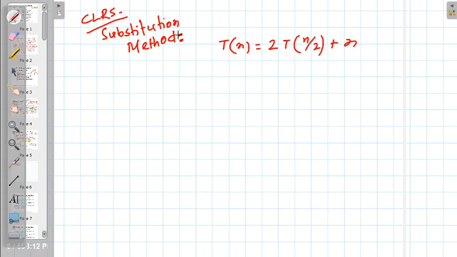The substitution method is a kind of guess and verify technique. We have to guess a solution and then verify it.